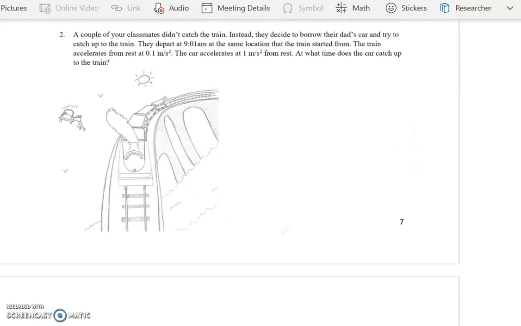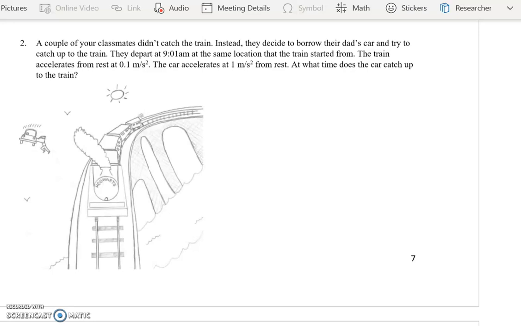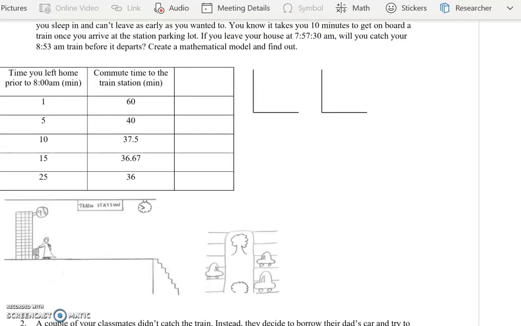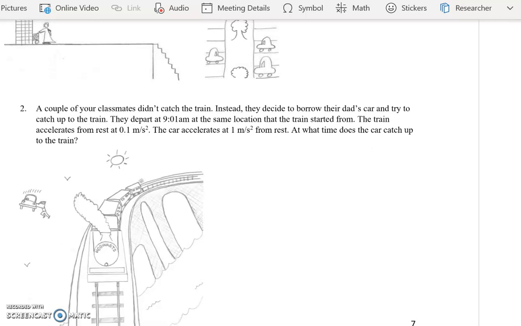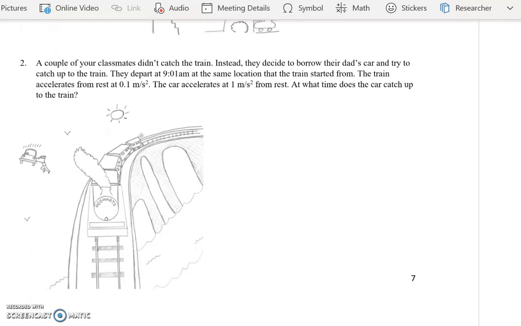A couple classmates didn't catch this train. Instead, they decided to borrow their dad's car and try to catch up to the train. They depart at 9:01, and as you read in number 1, the train left at 8:53. So they're leaving 8 minutes later. The train accelerates from rest at 0.1 meters per second squared. The car accelerates at 1 meter per second squared. At what time does the car catch up to the train?